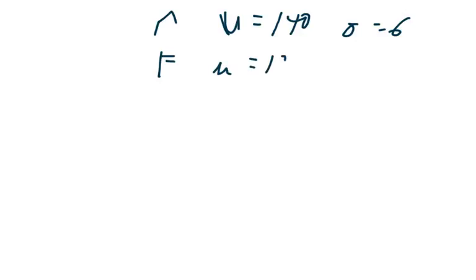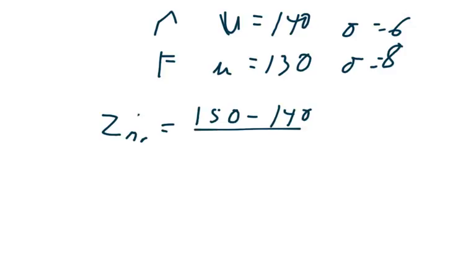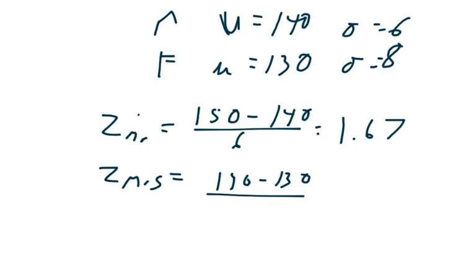We'll do this one more time with example number 6. For men, the blood pressure is about 140 and the standard deviation is 6. For females, the mean is 130 and the standard deviation is 8. My blood pressure is 150, so the z-score of myself is 150 minus 140 divided by 6, which is 1.67. The z-score for Mrs. Friedlieb is 140 minus 130 divided by 8, which is 1.25.